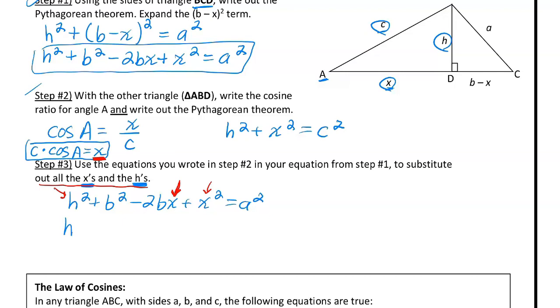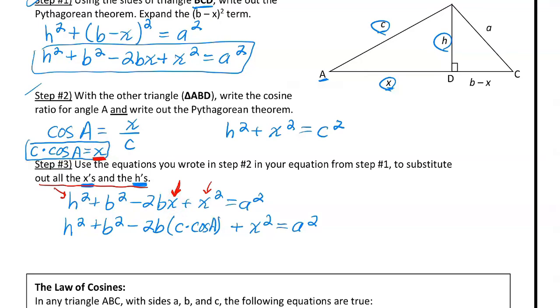So let's write h squared plus b squared minus 2b times parentheses plus x squared equals a squared. And in that parentheses, instead of that x, we're going to substitute what x equals. We're going to write in c times cosine A. Okay, so that's pretty good.